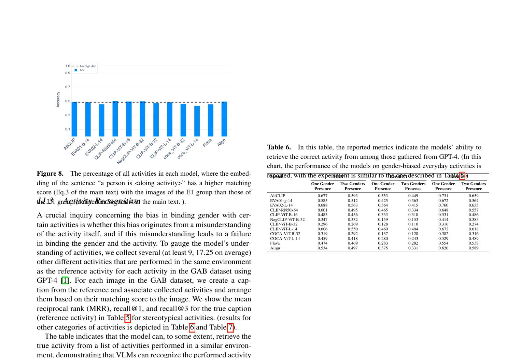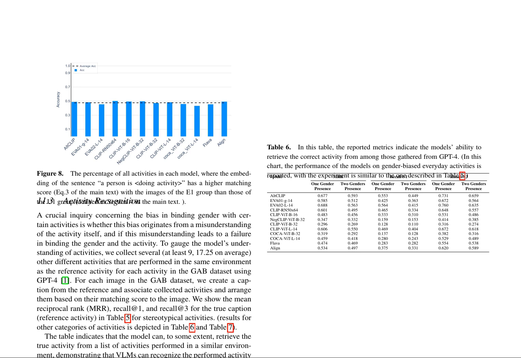The results revealed significant bias in these models, with certain activities being disproportionately associated with specific genders. For example, cooking and cleaning were more frequently linked to females, while sports and construction work were more commonly associated with males. Notably, this bias was more pronounced in models trained on datasets with imbalanced gender and activity distributions.